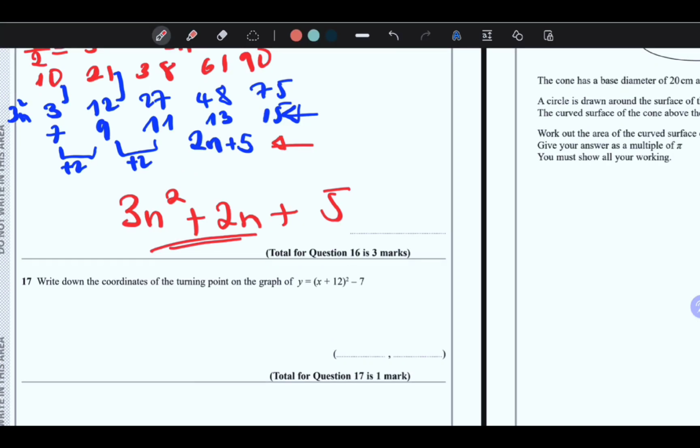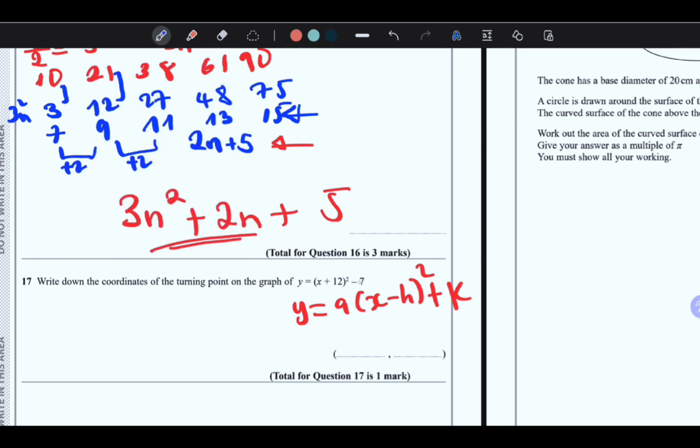Okay, this one is not hard. You need to compare this with the vertex format. So the vertex format is y equals a(x minus h) squared plus k. What you basically do is just compare each one of them. When they have the same signs, the coordinate would be positive. But if they have different signs, you have to put a negative.